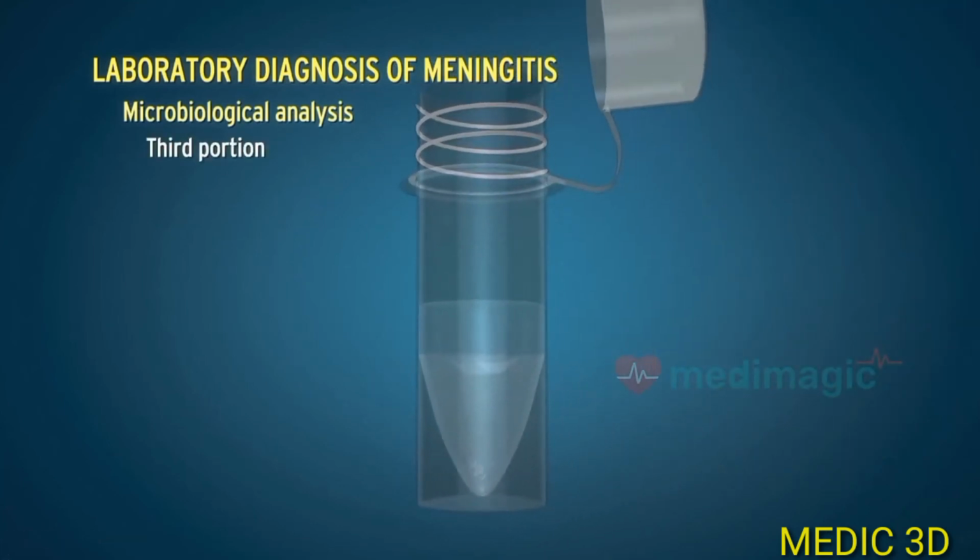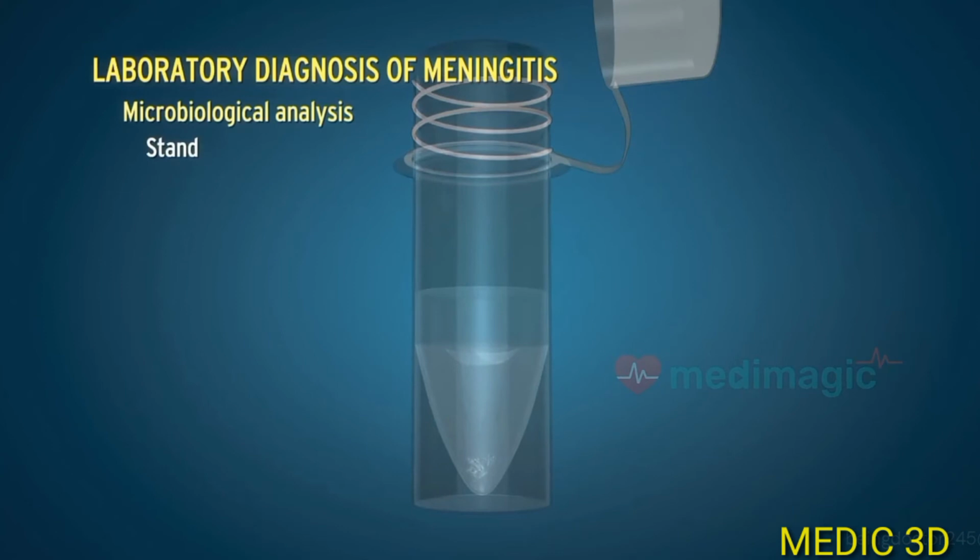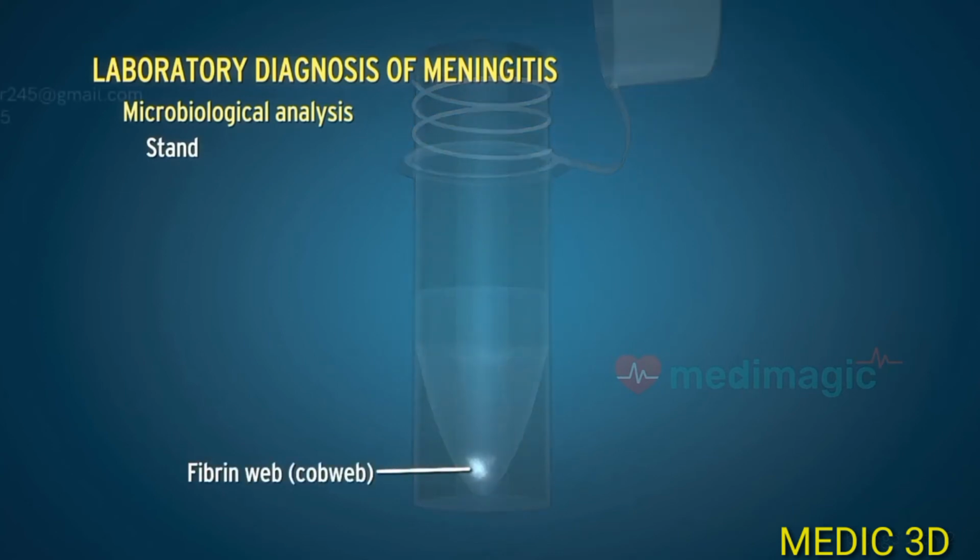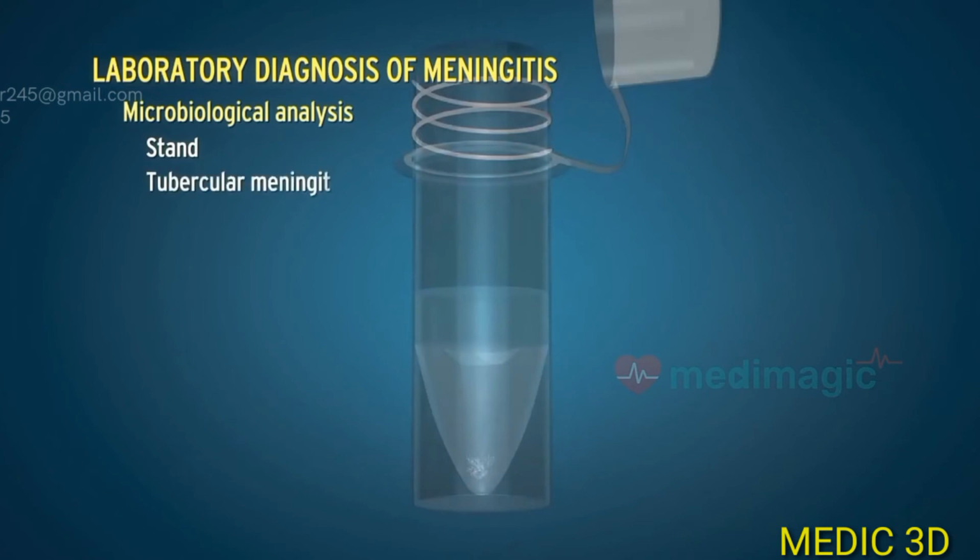A third portion is kept at 37 degrees Celsius in an incubator overnight. On allowing the CSF to stand, if a fibrin web or cobweb is formed, it can be confirmed as a case of tubercular meningitis caused by Mycobacterium tuberculosis.